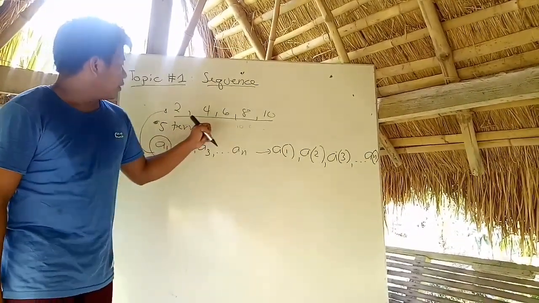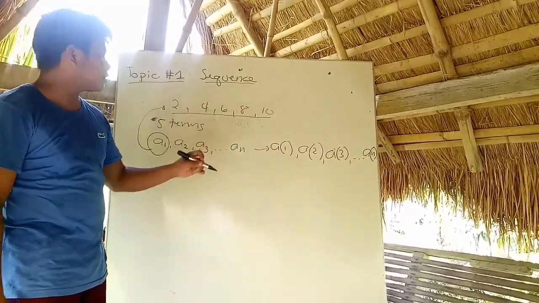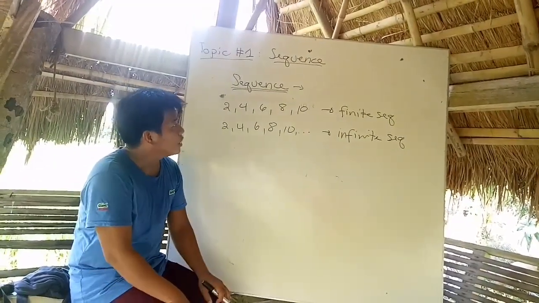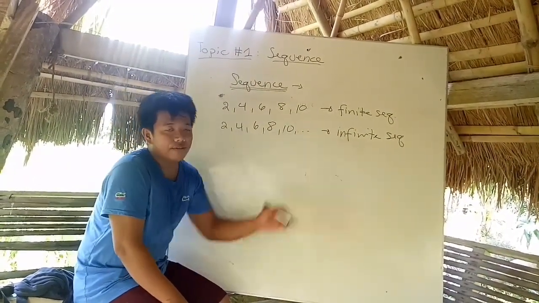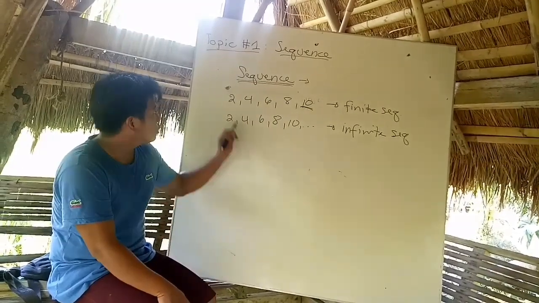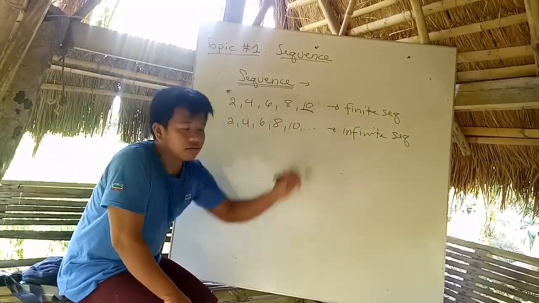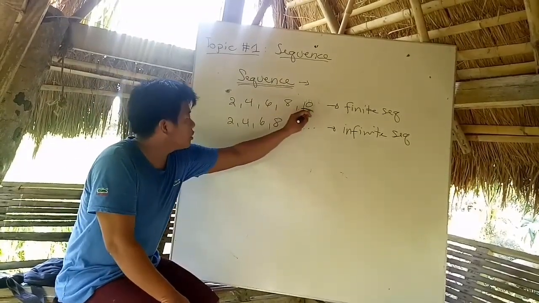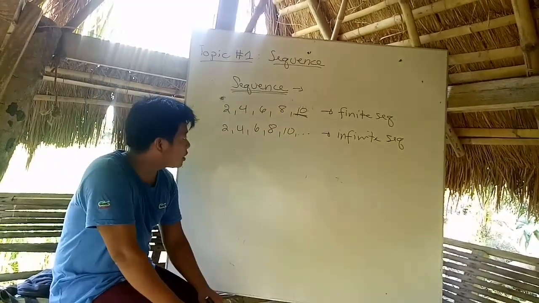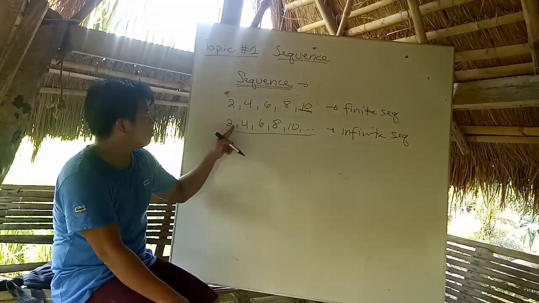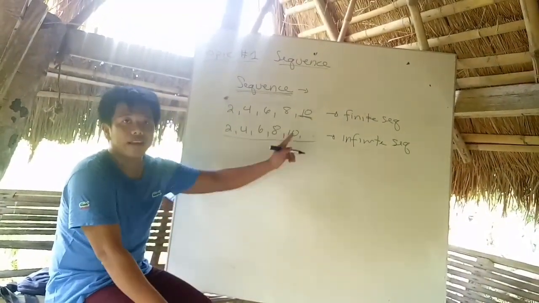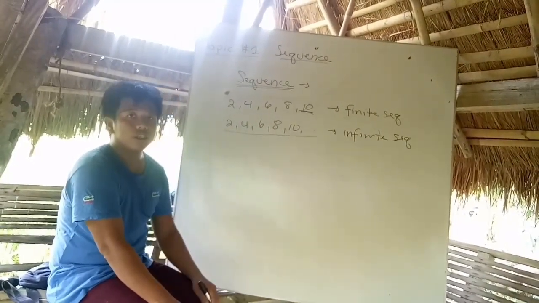So since there are 5 terms here in the sequence, this is a sub 5. There are 2 types of sequence, finite sequence and infinite sequence. When we say finite sequence, it has a last term. So in this sequence, 2, 4, 6, 8, 10 is a finite sequence because 10 is the last term. For infinite sequence, like for this example, 2, 4, 6, 8, 10, and so on and so forth, there's no end. So this is an infinite sequence.